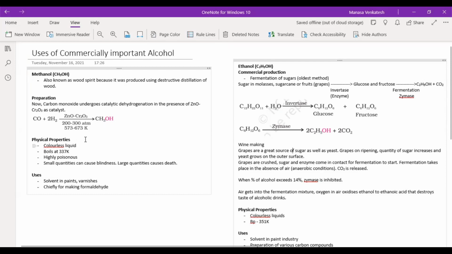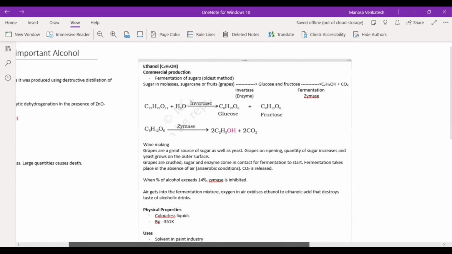It's a colorless liquid and it boils at 337 Kelvin, and it's very poisonous in nature. Small quantities can cause blindness and large quantities can cause death. The uses of methanol include paints and varnishes, and it's also used for making formaldehyde. Generally in the labs, the ethanol which is present is not pure ethanol, but has some amount of methanol added to it. This is to make sure that people don't accidentally drink it. So the next is ethanol.